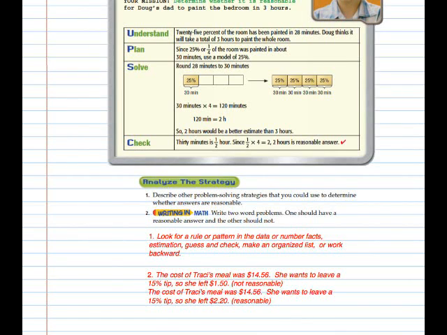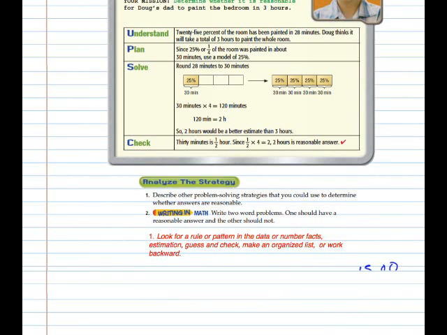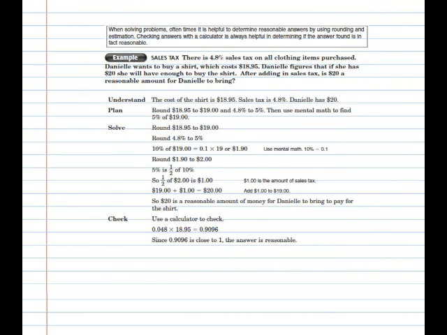The cost of Tracy's meal was $14.50. She wanted to leave a 15% tip, so she left $2.20. That is a much more reasonable answer, because 10% of 15, if we round to 15, is $1.50. Half of that, representing the other 5%, is 75 cents. This is 10%. This is 5%. For a total of 15%, gives us $2.25. So the $2.20 is a much more reasonable answer.